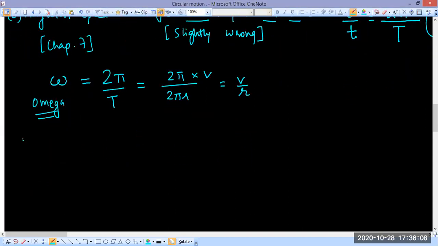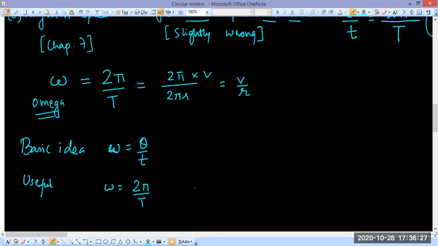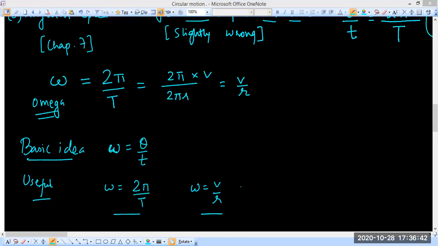Please remember that the basic idea of omega is this. Basic idea of omega is this. Okay, and the useful formula of omega is either this or this, right? Our formula છે, but it's not used that often. This is the basic idea, પણ પછી આગળ આ બે વધારે use થાય. Yeah, v equal to omega r લખો તોય ચાલે. You can also write v equal to omega into r, right?